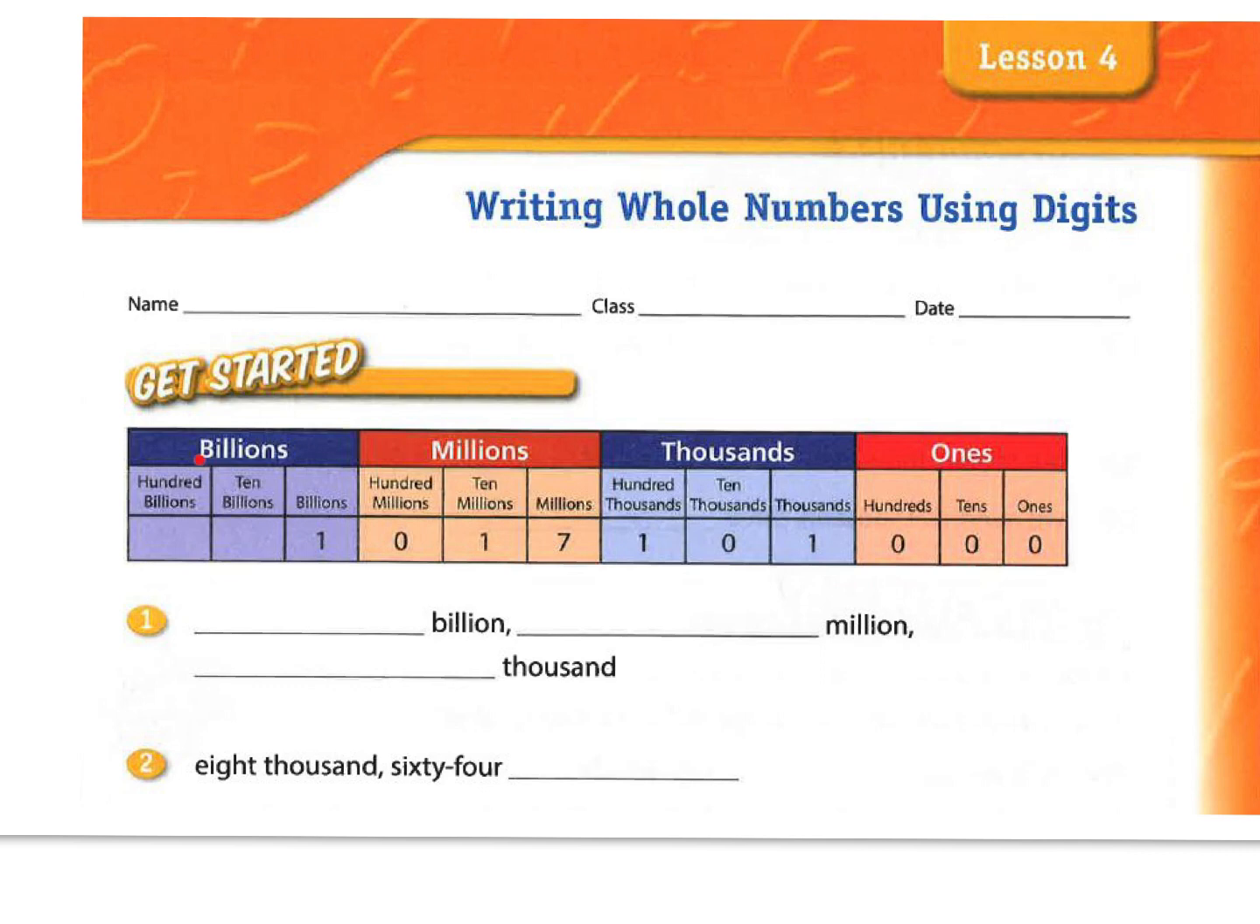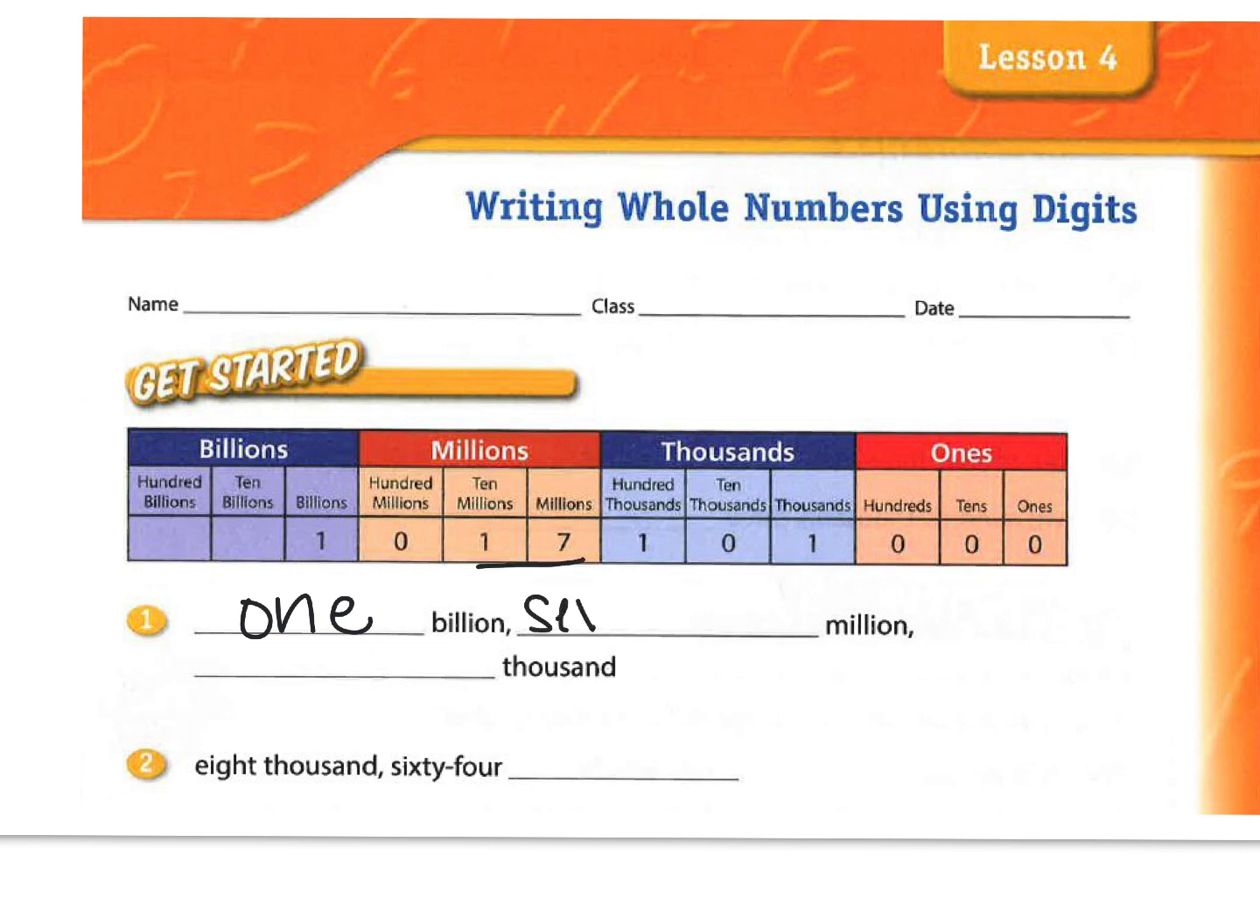So if we look here, we have these separate periods. Here's the billions, the millions, the thousands, and the ones. So if we look here, they put a number in here. So we have to figure out how many billions is there? There is 1 billion. So we would write 1 billion. How many million?